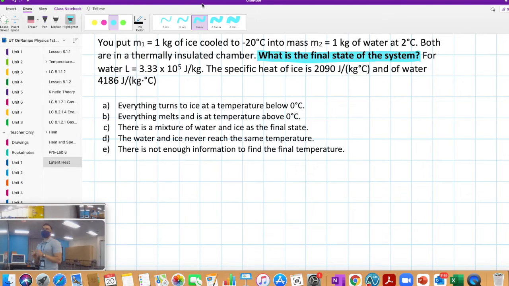Now, the first one's kind of silly, right? It says that we're going to have just ice. Probably not. And truly, it's in between: everything melts, or we have a mixture of water and ice, because there is enough information for us to know. And we know that the water and ice will reach the same temperature eventually.